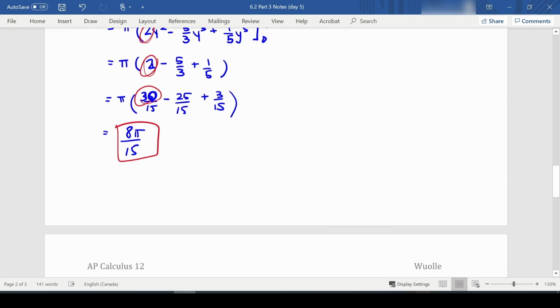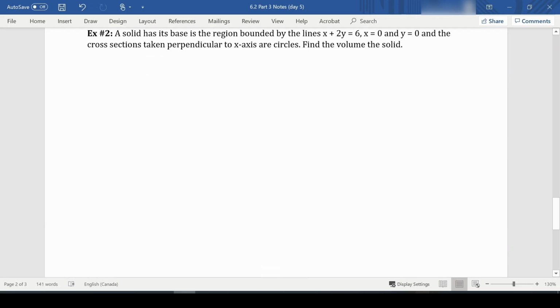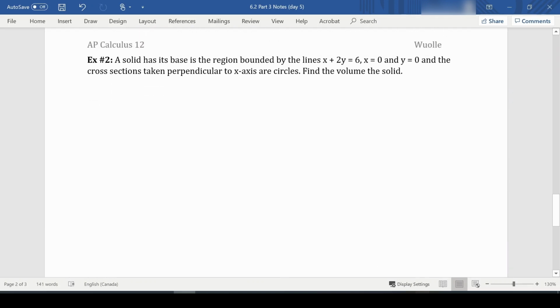All right, let's try one more. Okay, a solid has its base as the region bounded by the lines x plus 2y equals 6, x equals 0, y equals 0, and the cross sections taken perpendicular to the x-axis are circles. Find the volume of the solid.